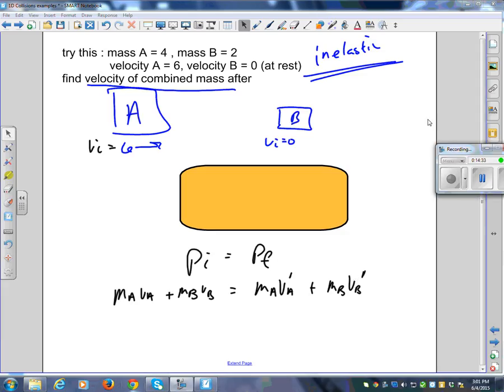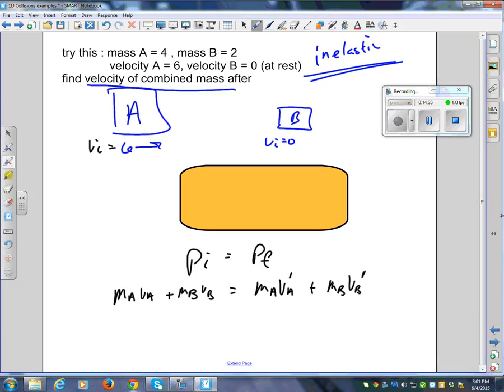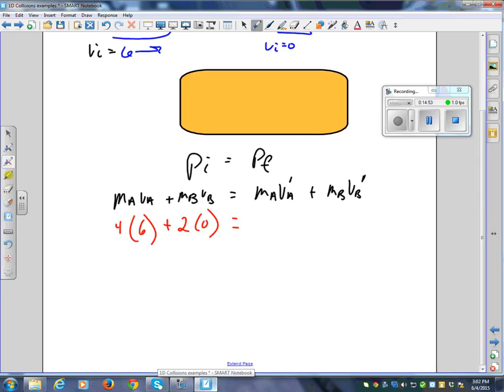So let's fill in what we know. Mass of A, 4. Velocity of A, 6. Mass of B, 2. Velocity of B is 0 to begin with, right? Which means, how much momentum do I have at the start? 4 times 6 is 24 plus 0. 24 kilogram meters per second of momentum before.